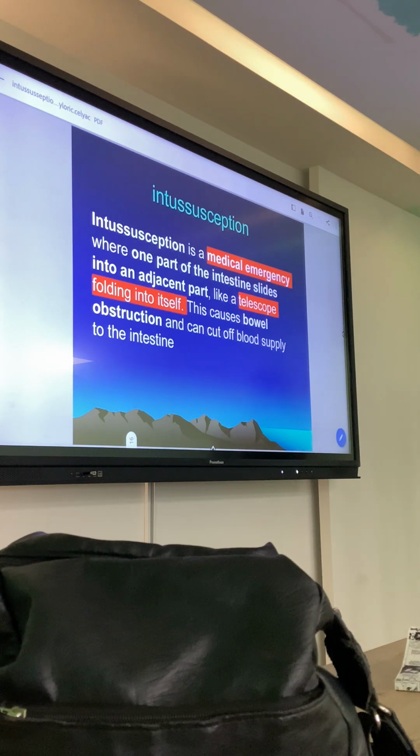Intussusception is a medical emergency. If some parts of the intestine go into each other, that is an emergency situation. One part of the intestine slides into the adjacent part, like a telescope folding into itself. Two parts, like a telescope. This is intussusception.